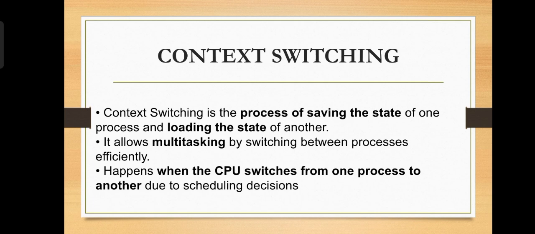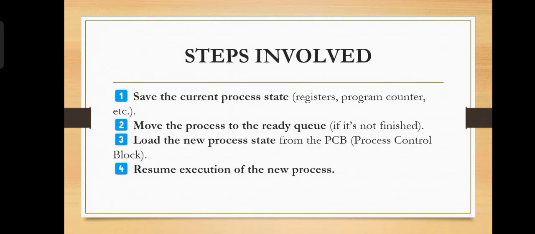And next is context switching. Context switching is the process of saving the state of one process and loading the state of another. It allows multitasking by switching between processes efficiently. It happens when the CPU switches from one process to another due to scheduling decisions.